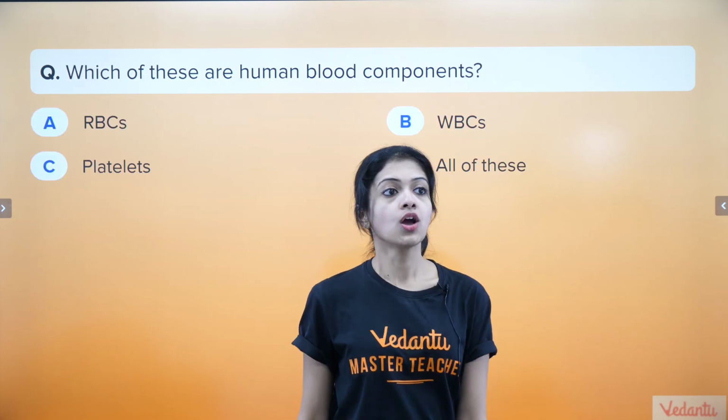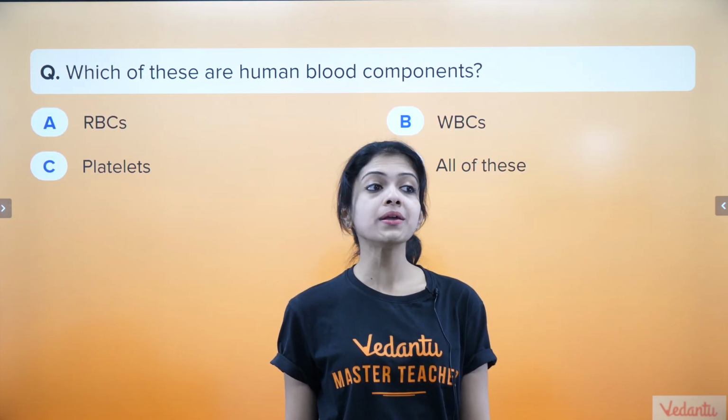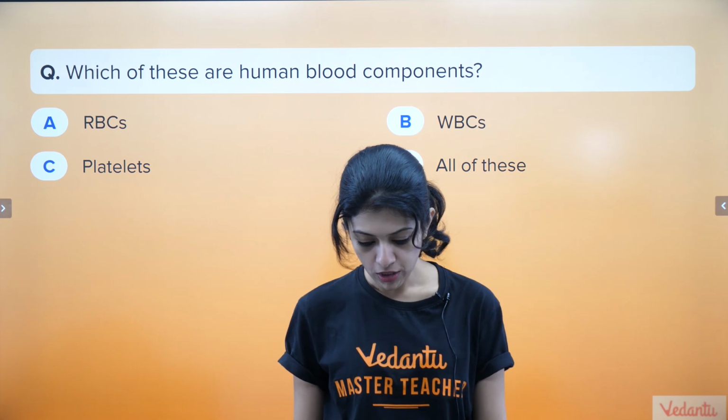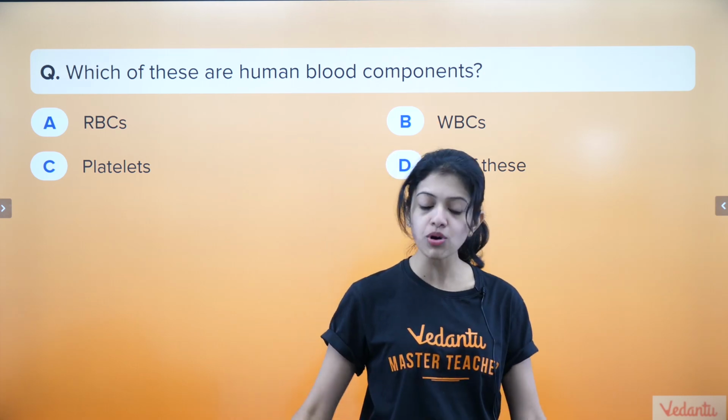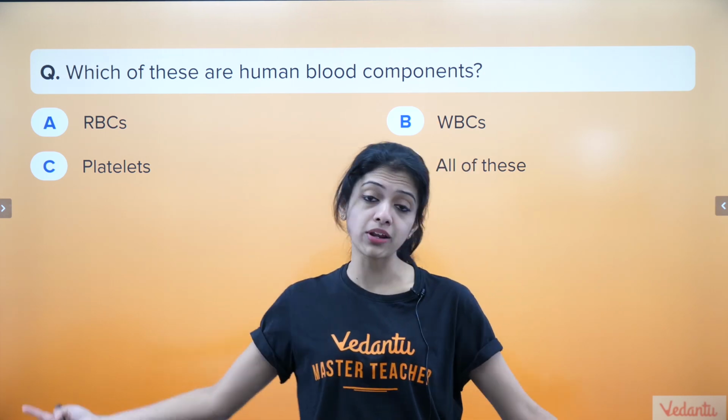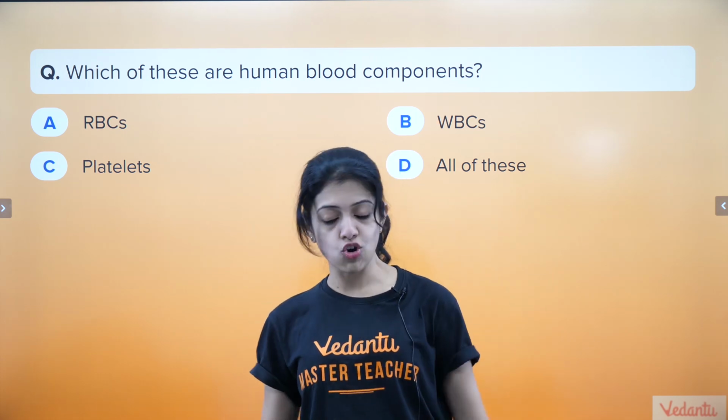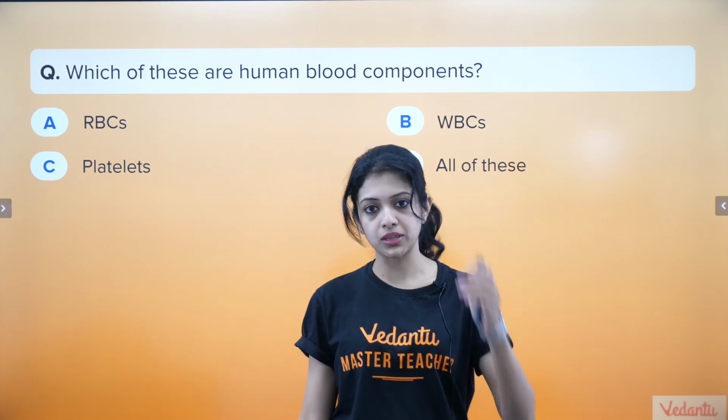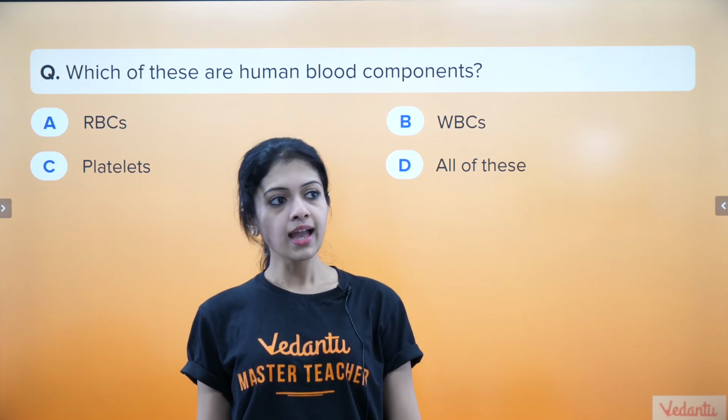The next one. Which of these are human blood components? You could pick 1 of them, 2 of them, 3 of them. 3 would mean option D is right, all of these. You could pick whatever you think is right.